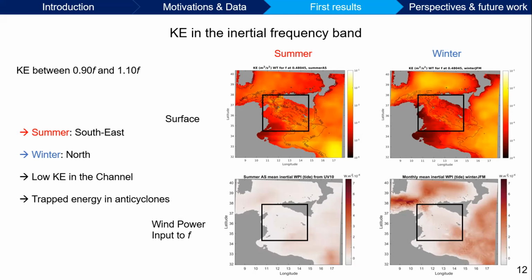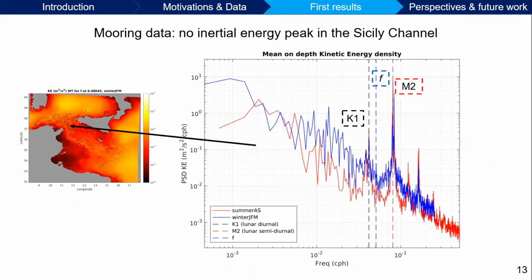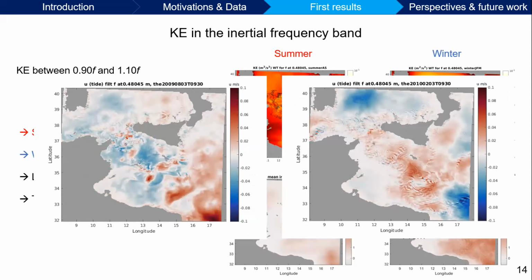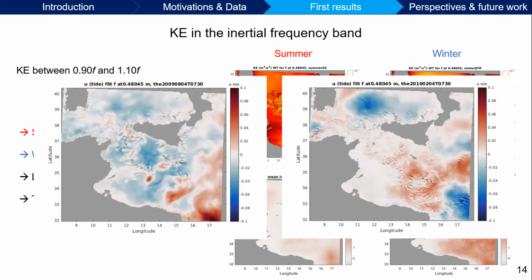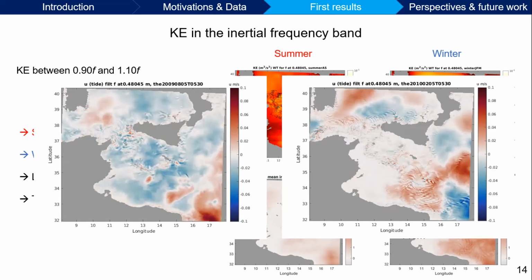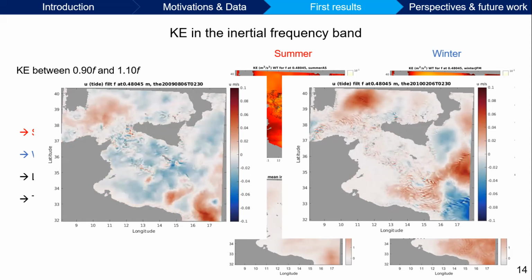What you can notice is that we have a low kinetic energy level in the Sicily Channel. This is in agreement with the mooring data we have inside the channel. You can see we don't have a peak at the inertial frequency here. We tried to understand why, and we looked at videos of the zonal velocity filtered at the inertial frequency. What you can see is that the spatial scales of the inertial motions are too large to go through the channel, which is very narrow.